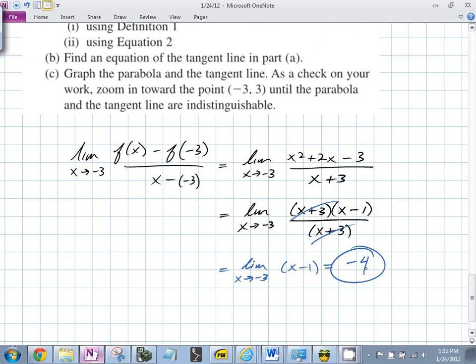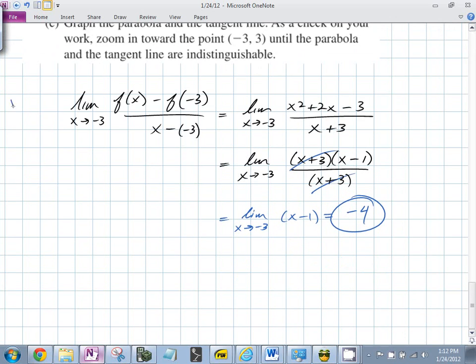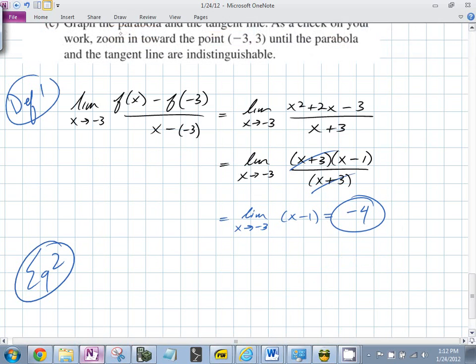Now it says using equation 2. So this one right here was definition 1, right? What was equation 2? The a plus h thing, right? Let's just remember the exact raw formula, which is this. The limit as h goes to 0 of f of a plus h minus f of a, all over h. So now we fill in the blanks.